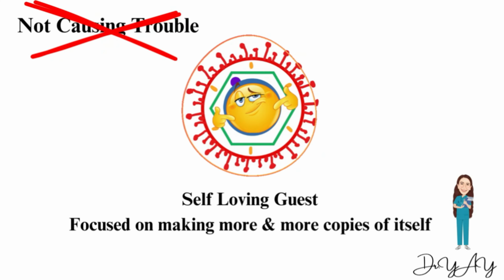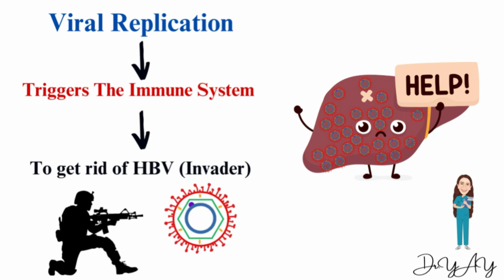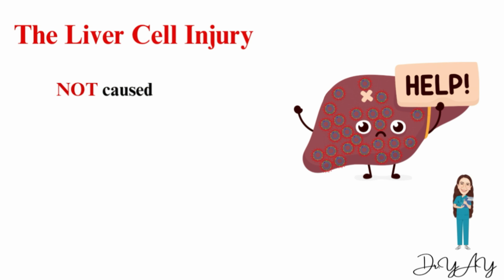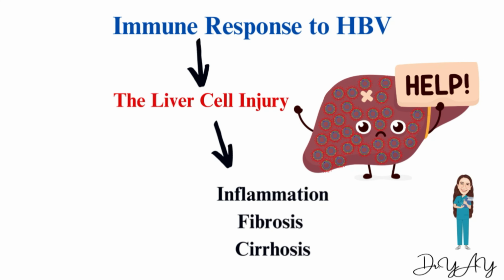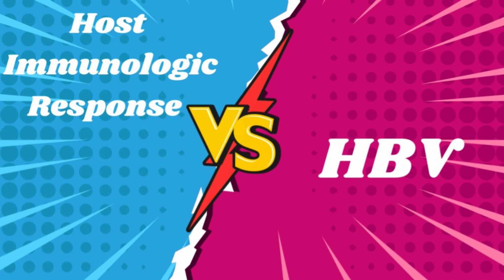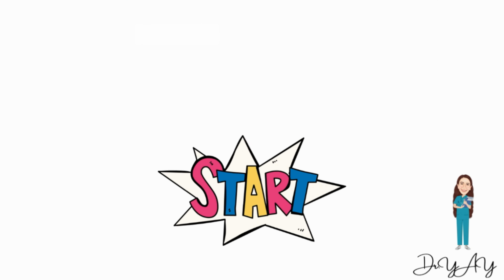Well, here's the twist. While the virus was busy loving itself and replicating, it was triggering an immune response to get rid of the invader. And so the severity of the liver damage and the progression of this infection is not caused directly by the virus, but rather on how the immune system responds to the virus. And so it's a battle between the immune system and the virus, and the sequelae of this infection is based on the outcome of this battle. So we need to know what happens during this battle.